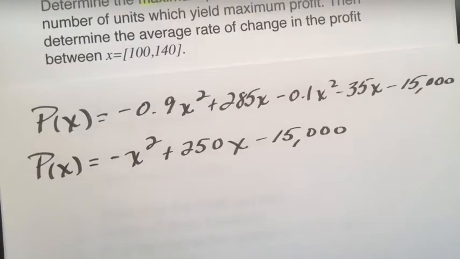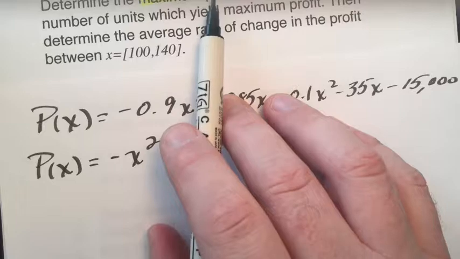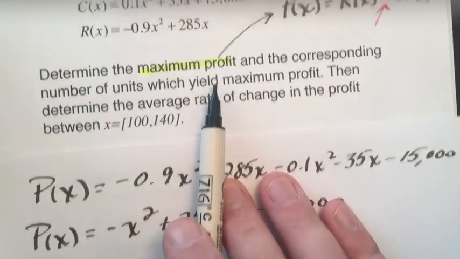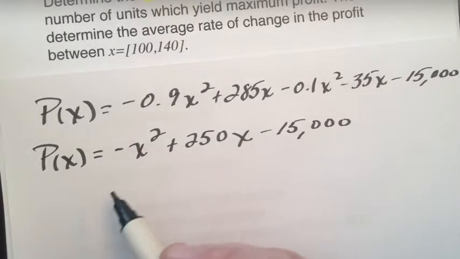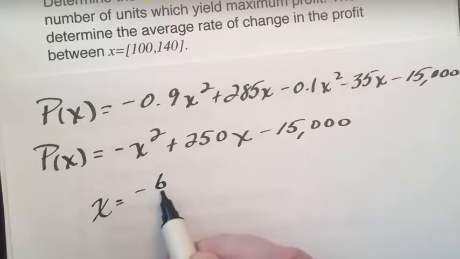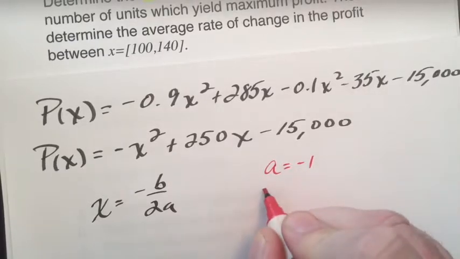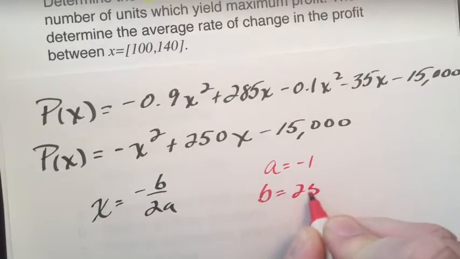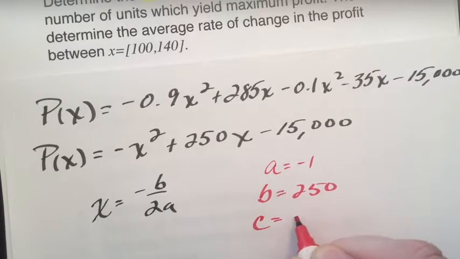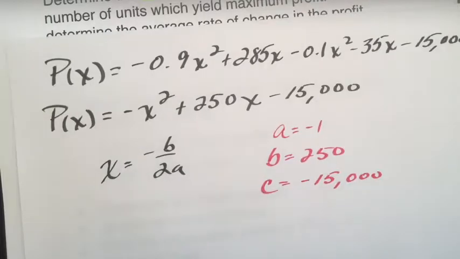At this point, we want to remind ourselves that we're looking for maximum profit. That maximum profit, again, is at our vertex, which means now that we have our profit function, we can go x is equal to negative b over 2a. Off to the side, it doesn't hurt to write down a is equal to negative 1, b is equal to 250, and c is equal to negative 15,000.